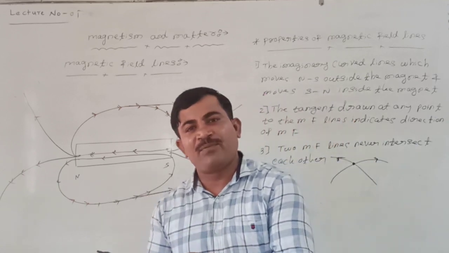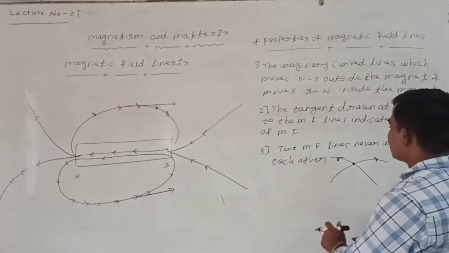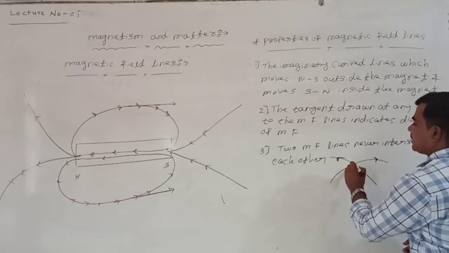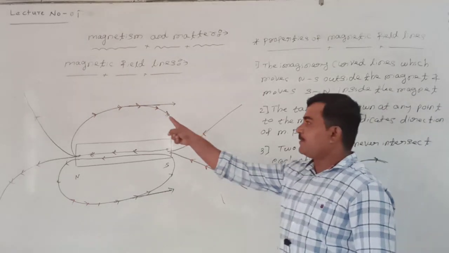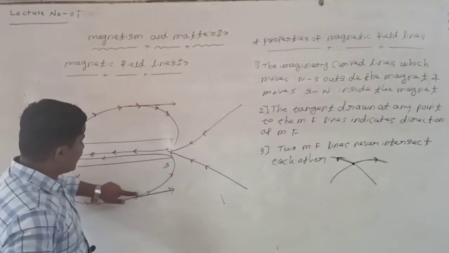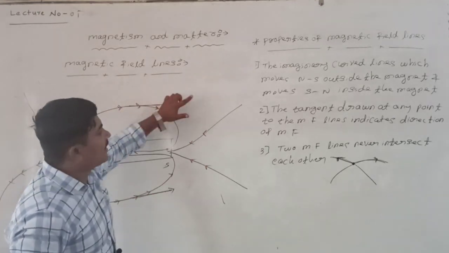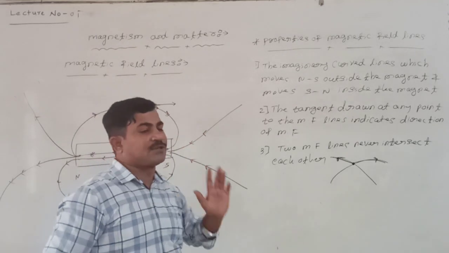If two magnetic field lines intersect each other, what happens? At the point of intersection, two directions are possible. This is one direction and this is the second direction. But what does the second property say? A tangent drawn at any point to the magnetic field lines indicates the direction of the magnetic field. This has only one direction, only a single direction.